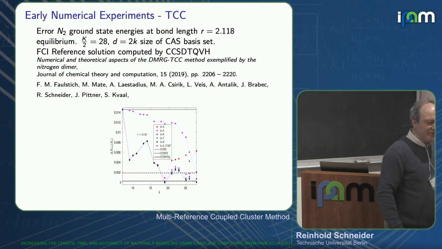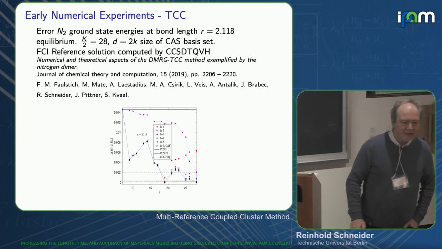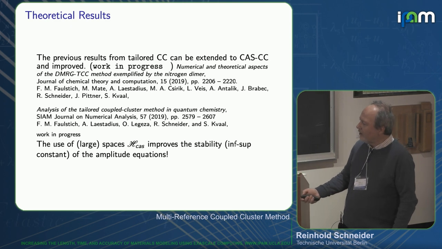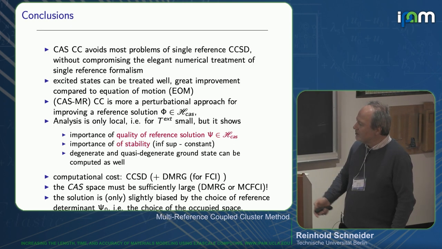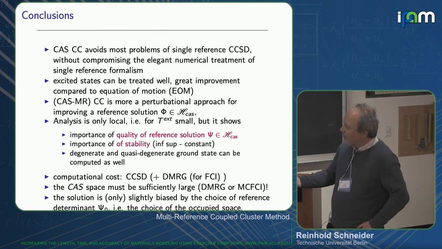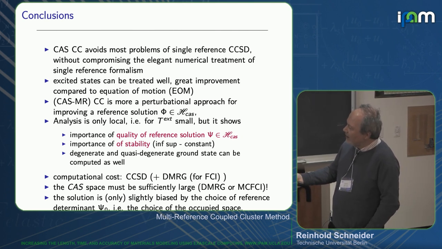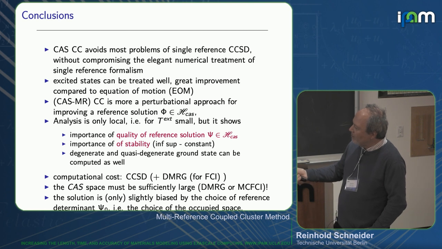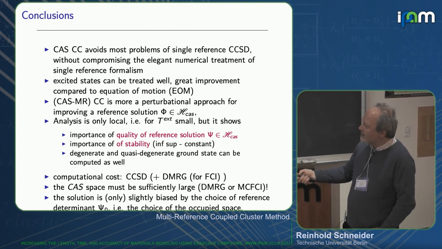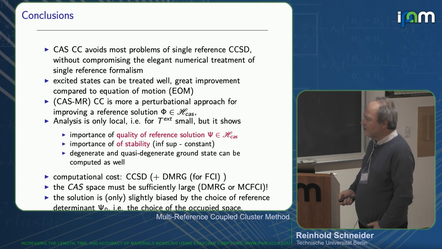So usually, with the DMRG formulation, the version I have presented here has not been implemented so far. We have theoretical results, but it's also work in progress. And now I am at the end. So this multi-reference coupled cluster avoids the problems of single reference coupled cluster, so it can really deal with strong correlation without compromising the elegance of single reference coupled cluster.